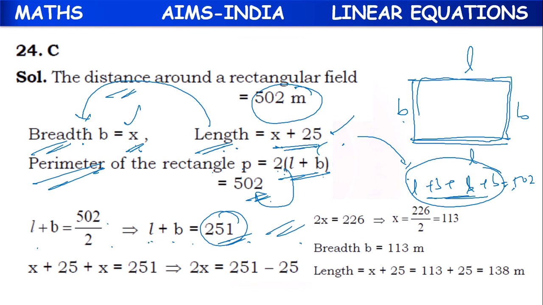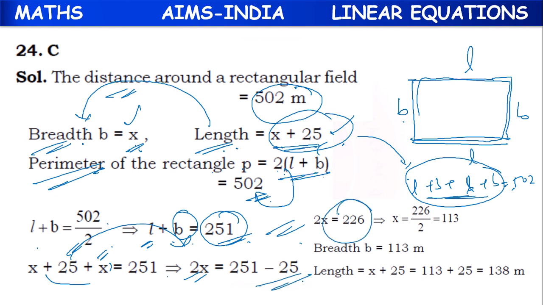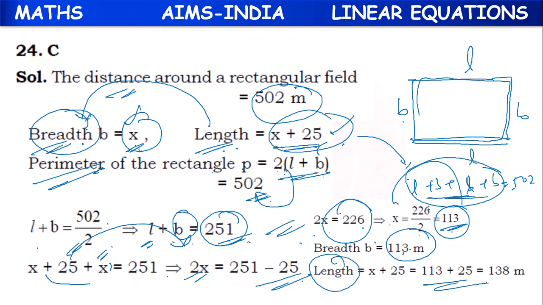In the place of length, we can substitute x plus 25. In the place of breadth, we can keep x. Plus x, 2x. 25 will come towards right hand side. 251 minus 25, which is equal to 226. 2x equal to 226. X equal to 226 by 2, which is equal to 113. But x we have assumed breadth as x. So breadth is 113 meter, whereas length is 113 plus 25, which is equal to 138 meter.